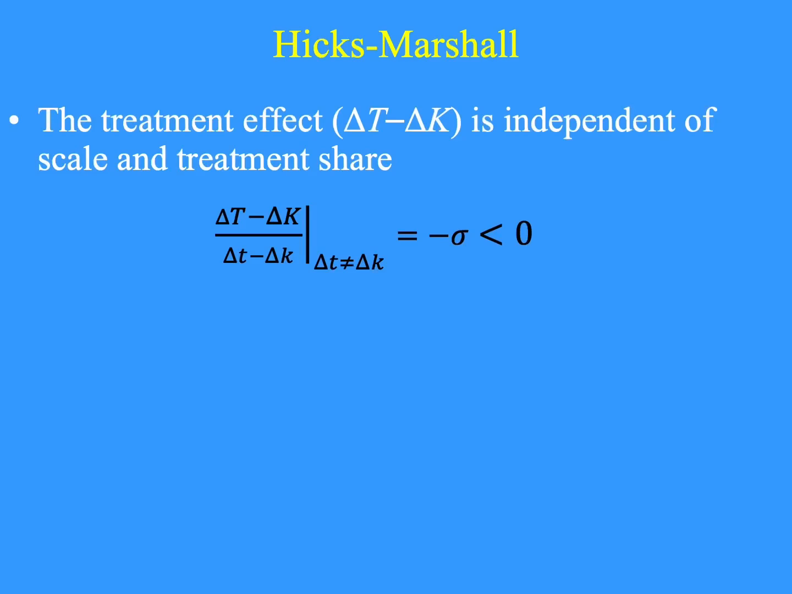Let's use the Hicks-Marshall laws that we derived in Chapter 11. Recall that we used capital delta to indicate log changes. Our first result is that the treatment effect is just negative sigma. It has nothing to do with the expenditure share of the treated or the controls. It has nothing to do with the scale effect.